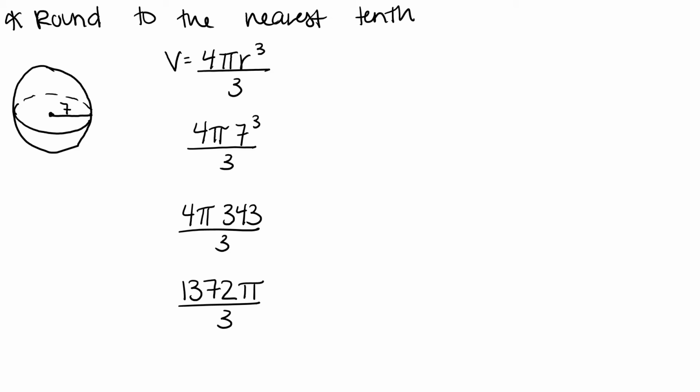We can go ahead and divide by 3. 1372 divided by 3 is going to give us an answer of 457.3 repeating, and we keep pi in our answer. Now, this is in terms of pi, because remember, we don't round, so we keep the 0.3 repeating, and pi is still in our answer. Had the question asked for the answer in terms of pi, that would have been our final step. But because it does not, we're going to continue on.